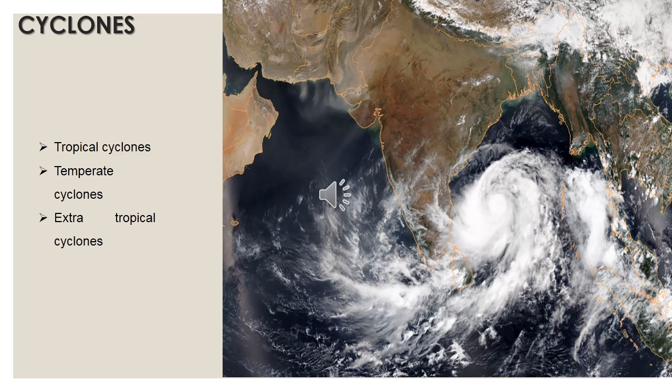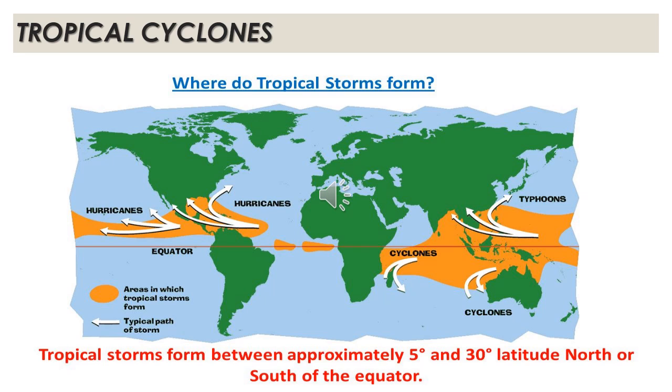Cyclones can be classified into three types: tropical cyclone, temperate cyclone, and extratropical cyclone, based on the latitude position. First, tropical cyclone. The name itself indicates that they blow in the tropical region, that is between 0 to 30 degrees latitude.